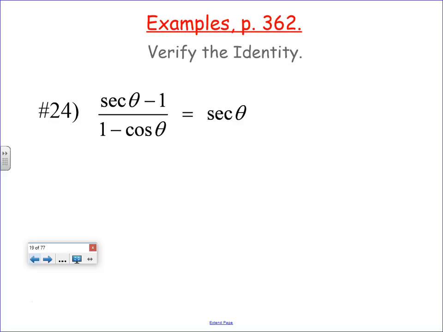The directions are verify. What does that mean? They say it's true all the time, right? Not just conditional. We're not solving for theta. They're telling me it's true all the time. It's an identity. True all the time.